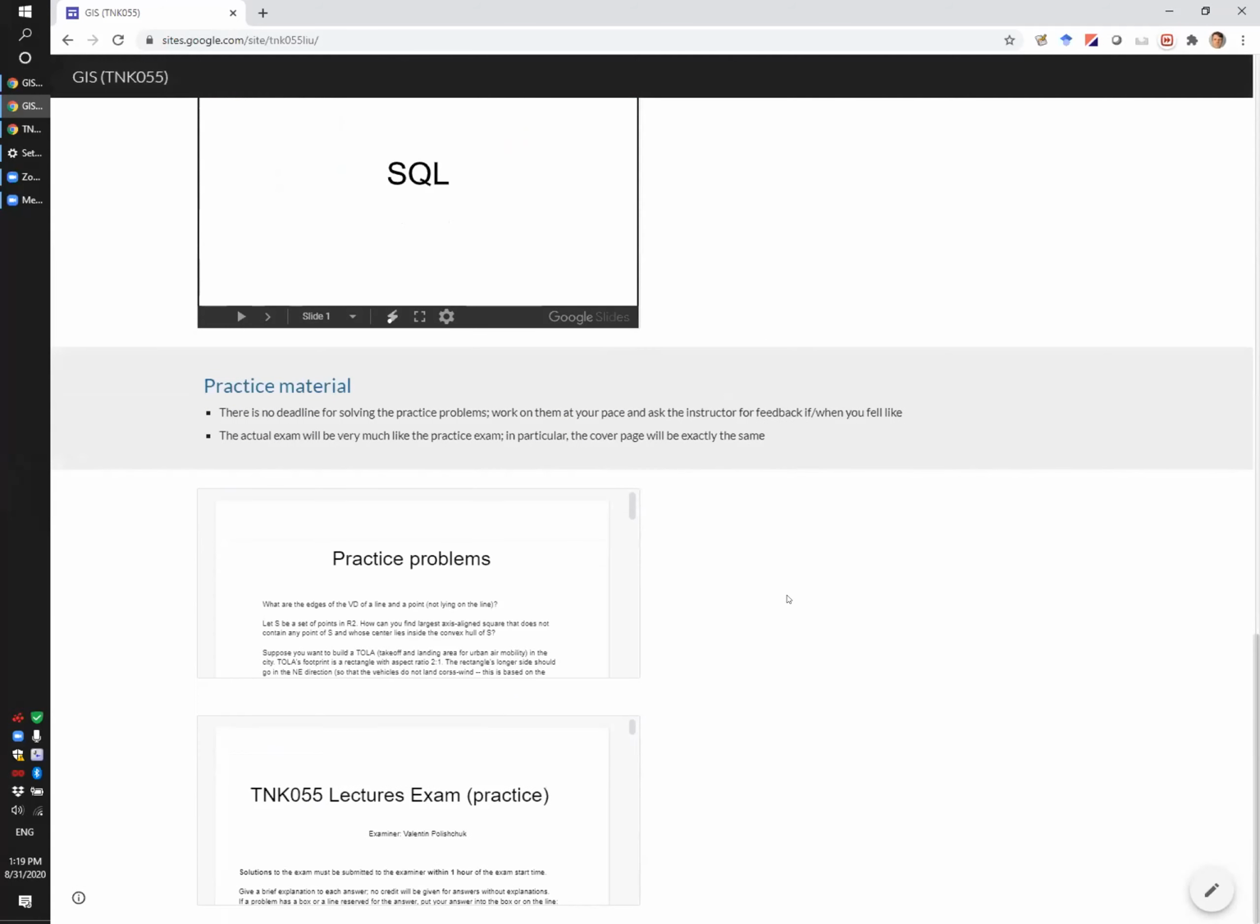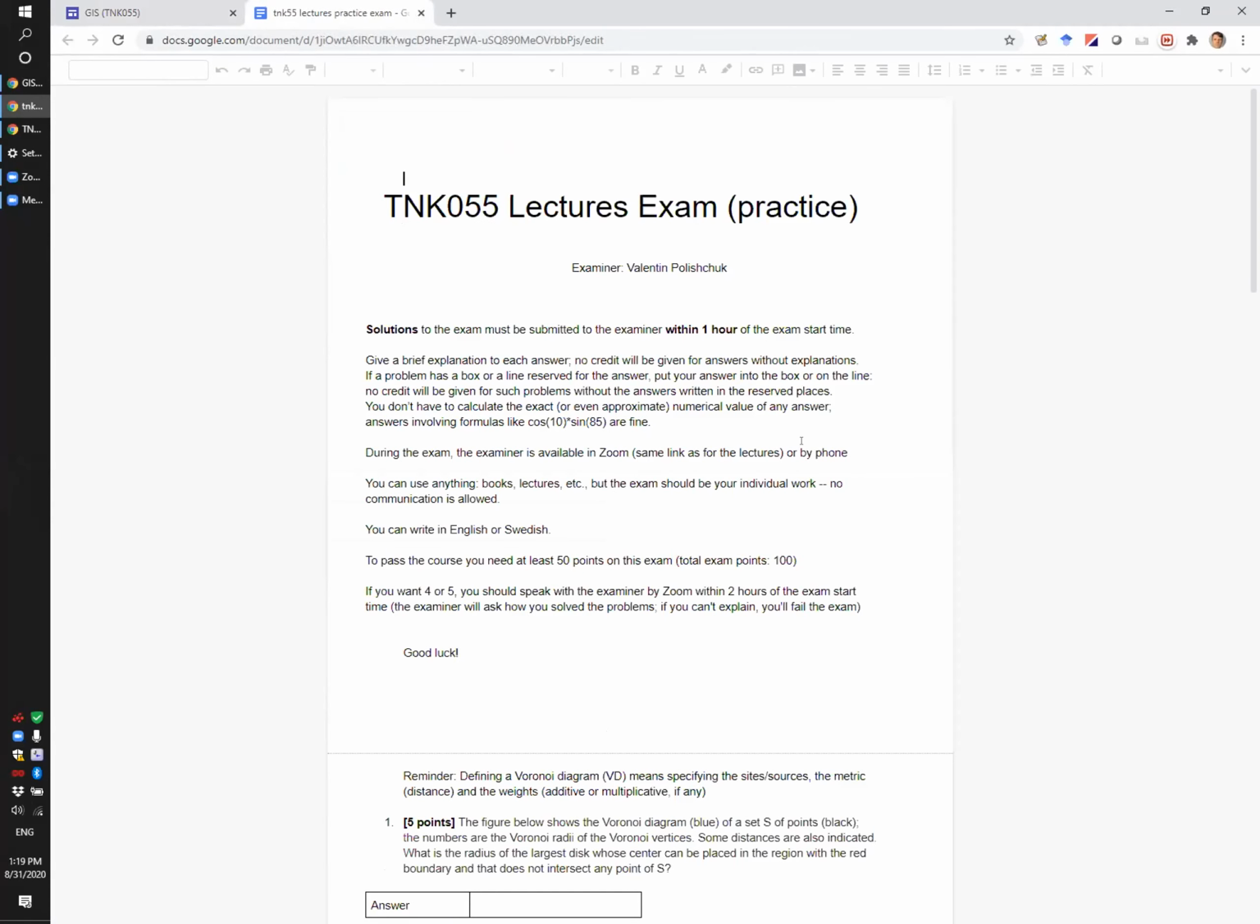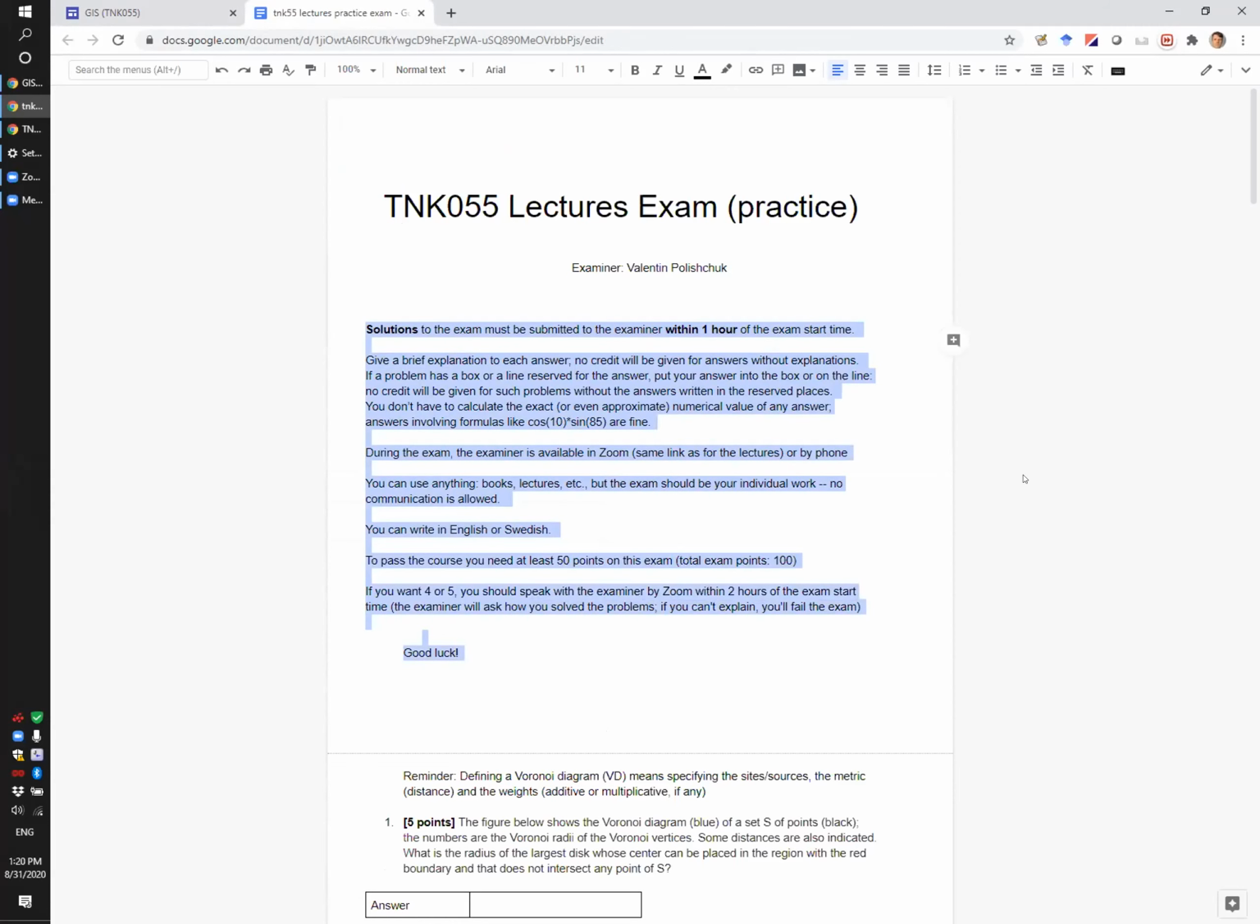Down here on the web page, I have the practice exam, and the real exam will look almost exactly the same as the practice exam. In particular, the cover page will be essentially identical. So there are some problems and so on. You will have to send your solutions within 1 hour from the exam start time. And then there are some generic rules, like you have to give some explanations.